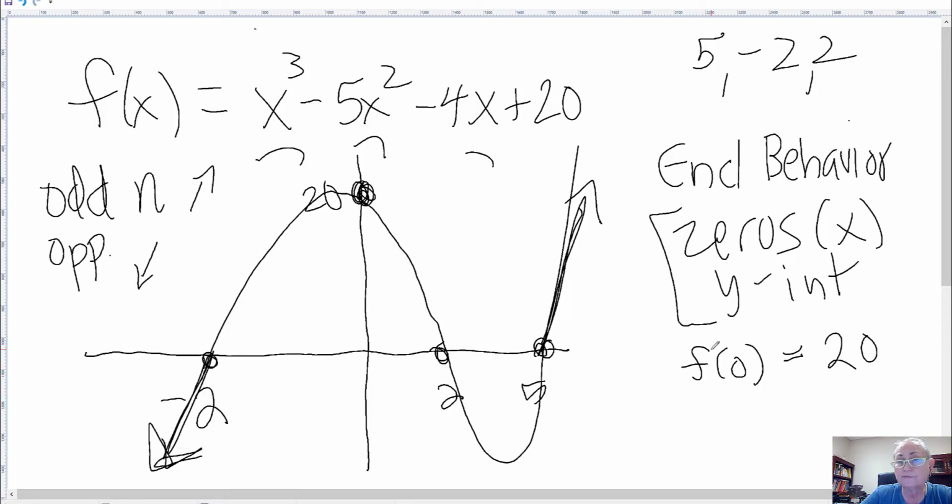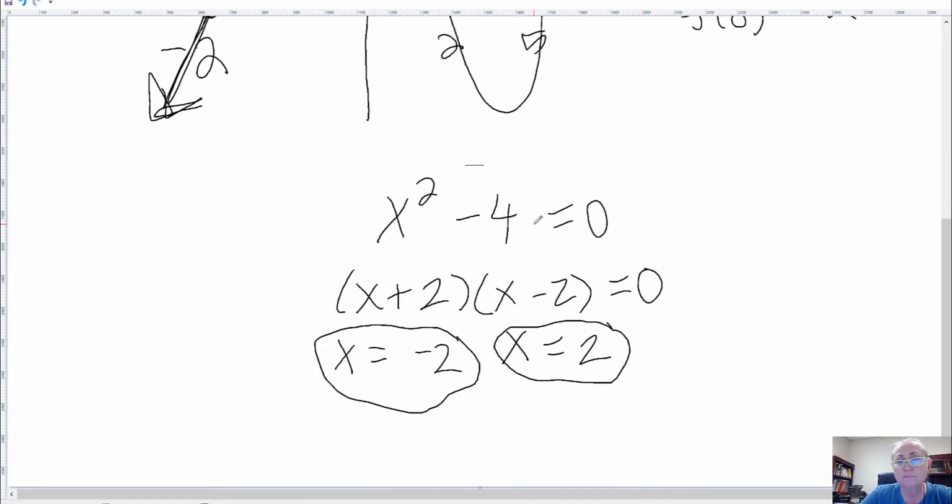Keeping in mind that if you have a multiple root, it might not cross, it might touch and turn, and that's if it is a root that occurs an even number of times, like in the previous example.